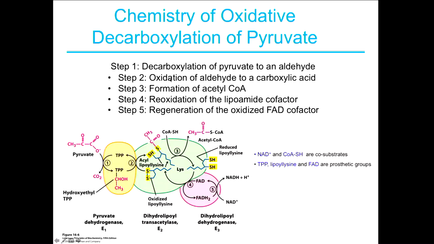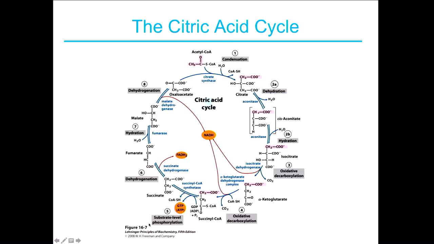We will be talking about this enzyme. It looks super complicated, but if you look at the different parts, follow the 1, 2, 3, 4, 5, it'll make more sense, and you can always read what it says in the book. And then we have the citric acid cycle. This is basically the citric acid cycle. There are 8 steps. There are 8 enzymes.